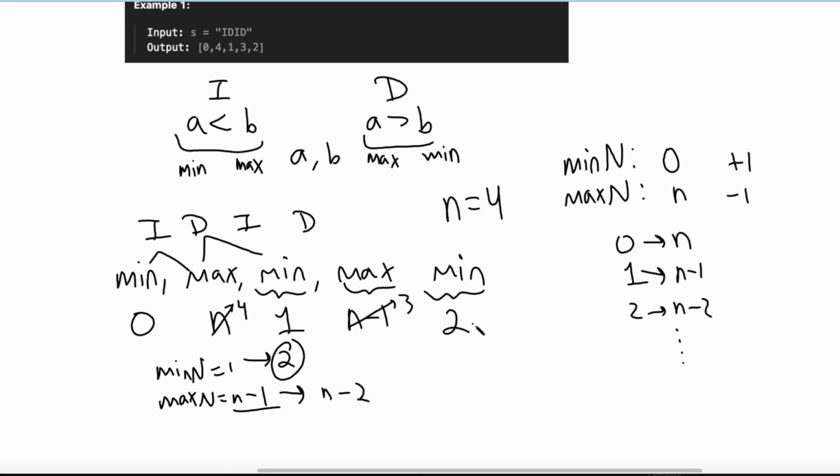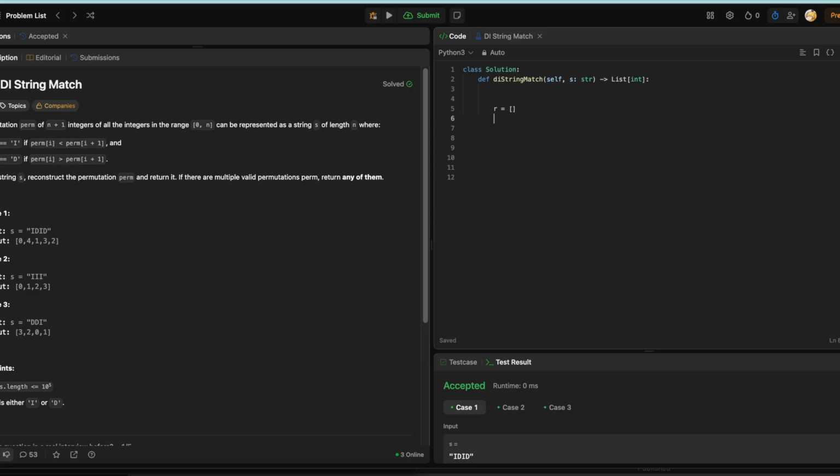And with that, we can program this up in Python, and we're good. So we're going to need an array that stores all of the numbers. Min n will represent the min, max n will represent the current max we can use, which is the length of the string. So now we can iterate through every letter. So for letter in S, if this letter is equal to I, then we have to append the min value to R, and we increment min by 1. Otherwise, we append the max value, and the max n gets decremented by 1.